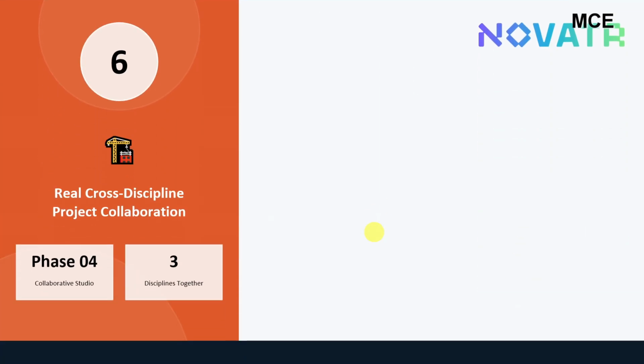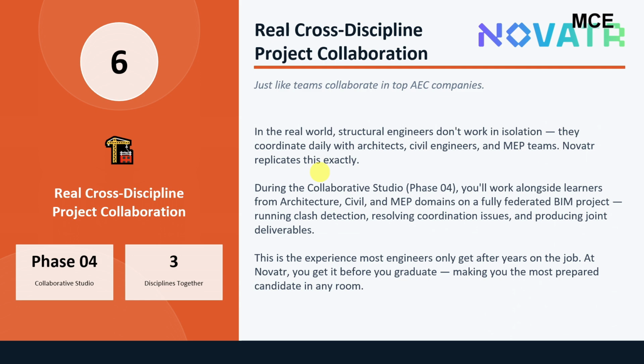There is a real cross-discipline project collaboration. So during the collaborative studio phase 4 of the Novatr BIM professional program, you will work alongside learners from architecture, civil, and MEP domains on a fully federated BIM project, running clash detection, resolving coordination issues, and producing joint deliverables.